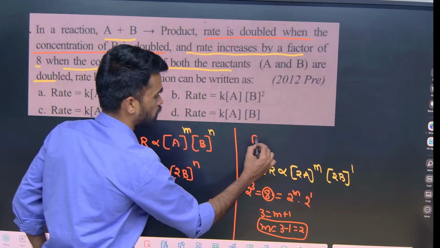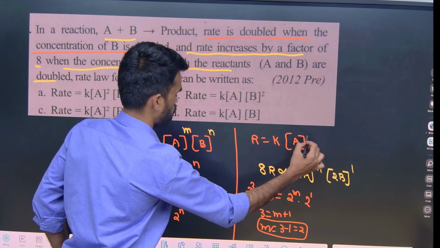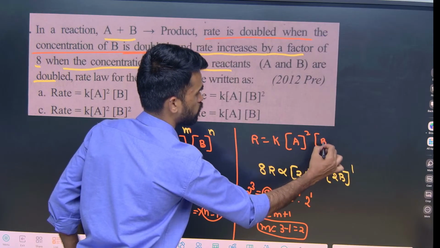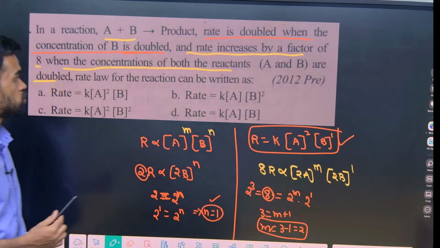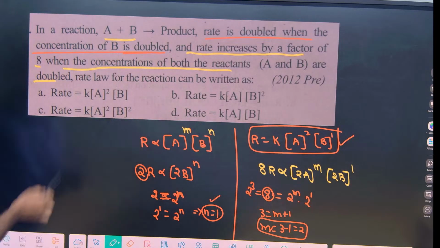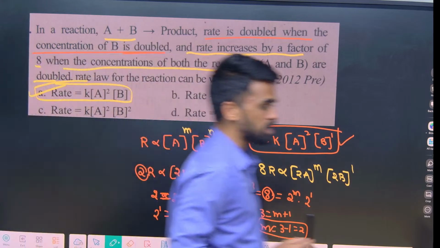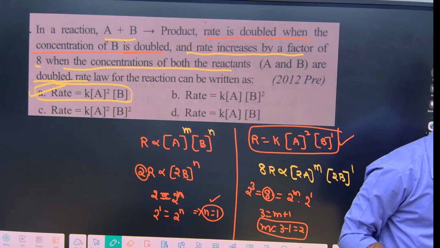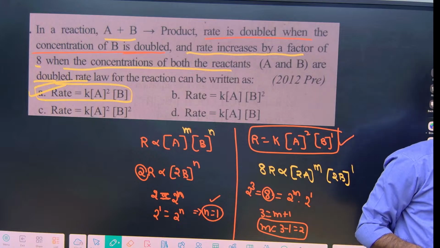So finally what did we get? Rate equals K constant, A power 2, B power 1. This is your final relation. So where do we have this kind of option? A power 2, B power 1. So the first option is the perfect answer for our discussion. Okay guys, is this clear, whatever we have discussed?